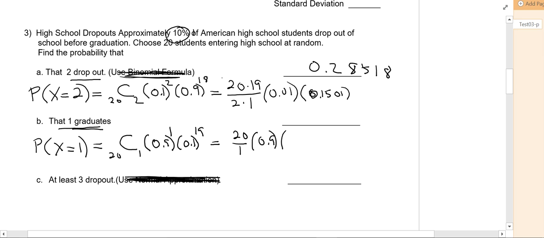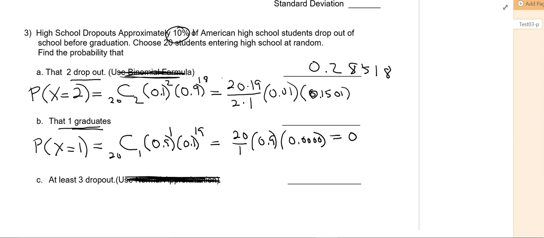If you enter 0.1 to the 19th in your calculator and round it to 4 places, but really, even if you round it further than that, it's essentially 0. So there's essentially no chance at all of this happening, that only 1 out of the 20 students actually graduate, okay? Because if you think about it, on average, if 90% of them are graduating, that means on average 18 are graduating, and you're saying only 1 is. So the answer to that one is 0.